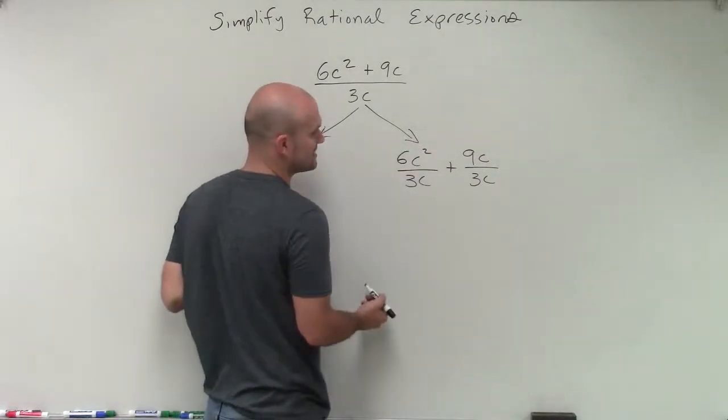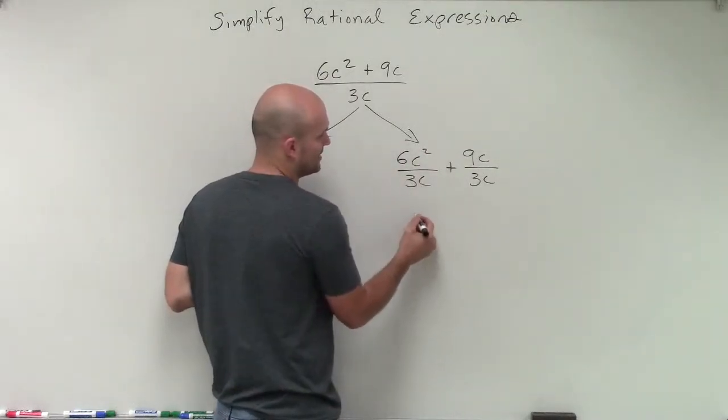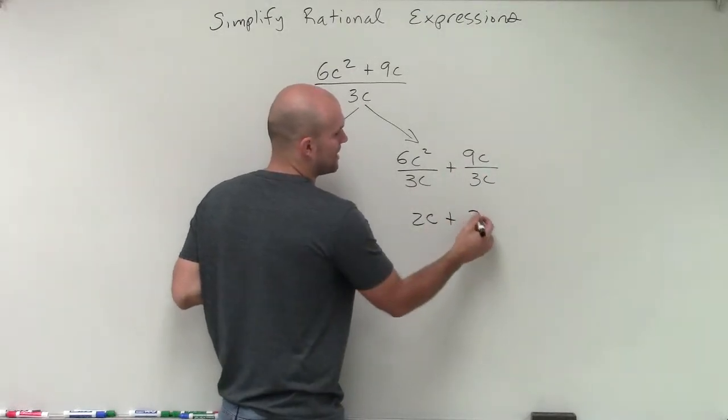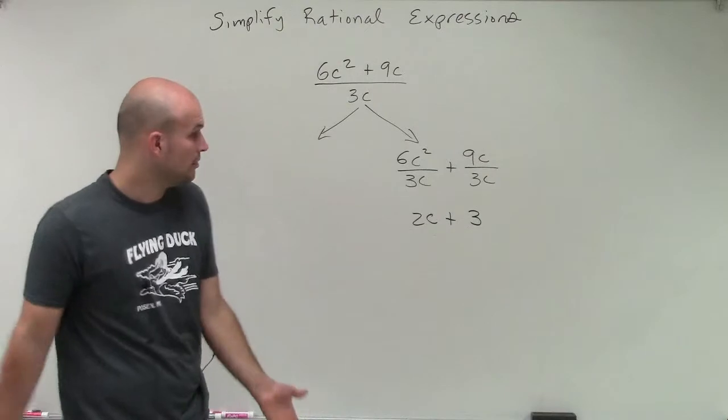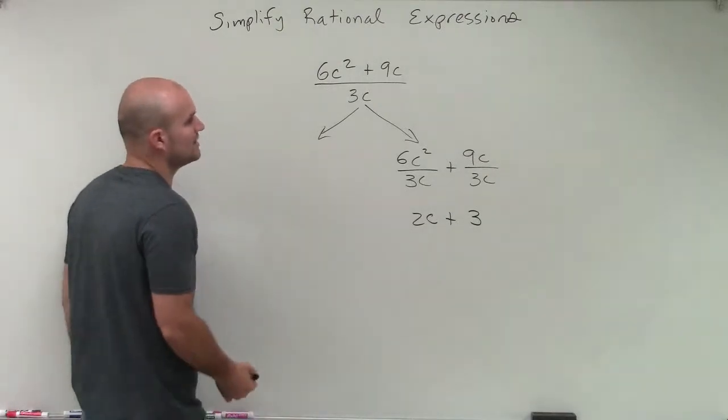So 6c squared divided by 3c, to simplify that, I could say that's going to be 2c. Plus 9c divided by 3c is just going to be a positive 3. And I'd say, all right, well, that looks fairly easy. Is there another way that we could do this?